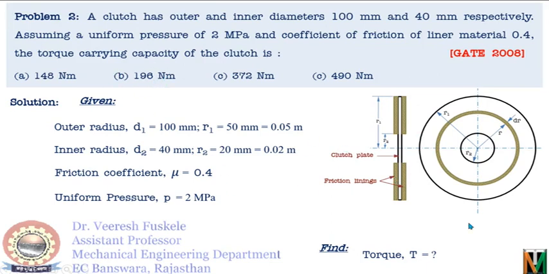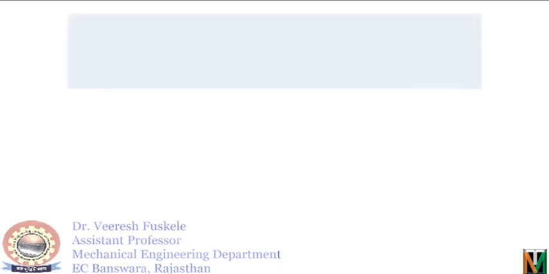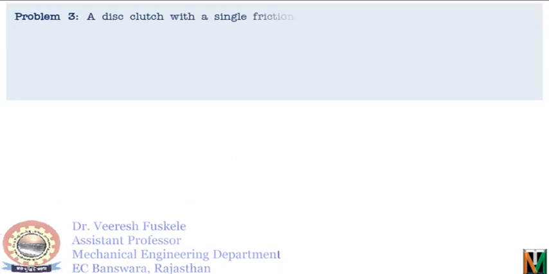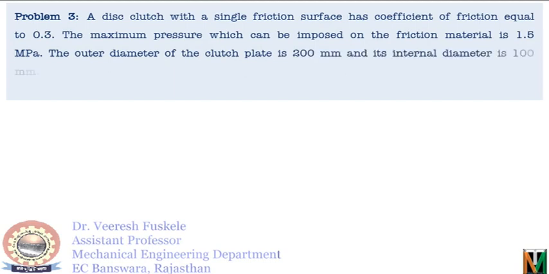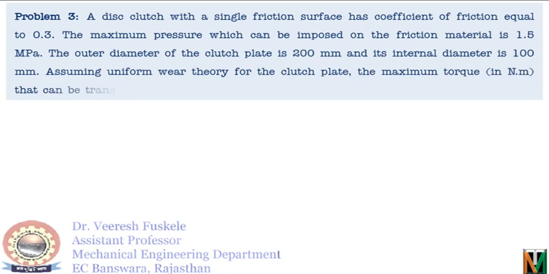Next we'll see problem number 3. Problem 3: a disc clutch with a full friction surface has coefficient of friction equal to 0.3. The maximum pressure which can be imposed on the friction material is 1.5 megapascal. The outer diameter of the clutch plate is 200 mm and the internal diameter is 100 mm. Assuming uniform wear theory, for the clutch plate, the maximum torque in Newton meter that can be transmitted is. This is a problem from GATE 2014 and let us see how to solve this.